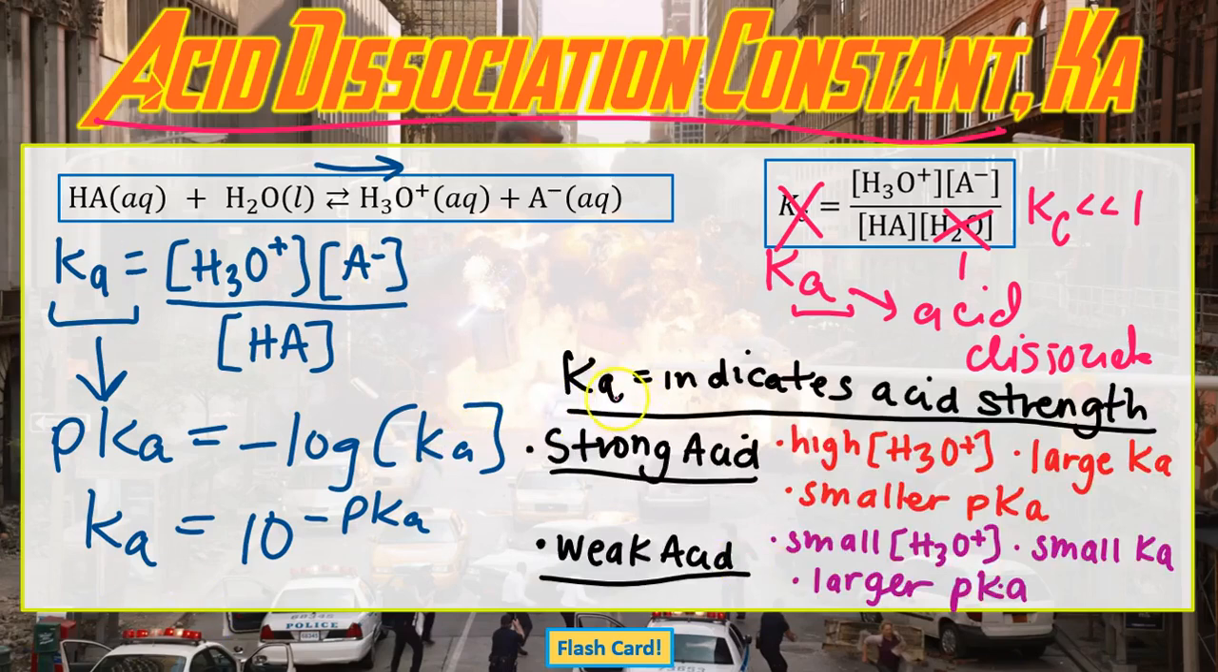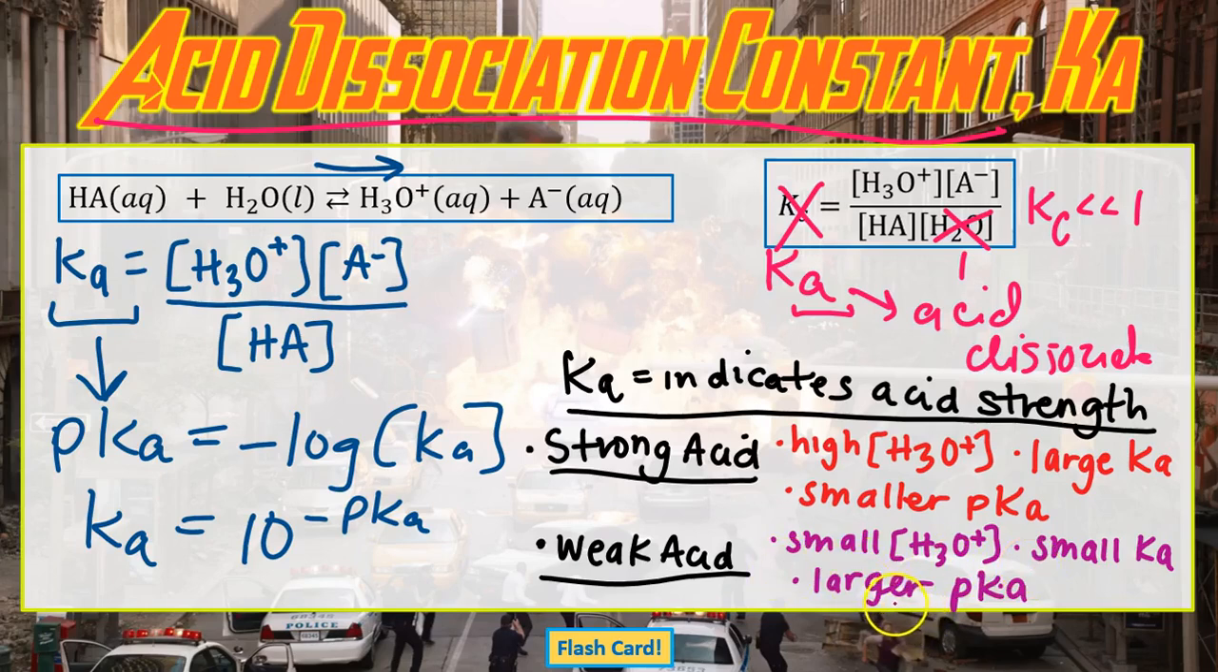So our Ka values are going to indicate the acid strength. Again, if you have a strong acid, you're going to have a very large Ka. If you have a weak acid, you're going to have a very small Ka. What else does a strong acid mean? It means that you're going to have a higher concentration of H3O+ versus a weak acid where you have a small concentration of H3O+.